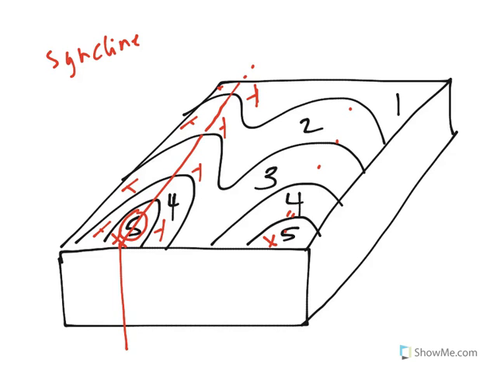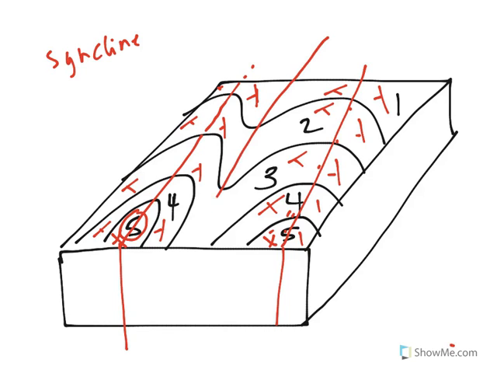Now, we've got a syncline on the left. Do we have a syncline on the right? Here's my fold axis. Odds are, yes. We've got our syncline here. So let's draw the same thing. My beds are dipping towards the middle. Boom, got that. Now if you notice, we actually have a third fold axis right there.